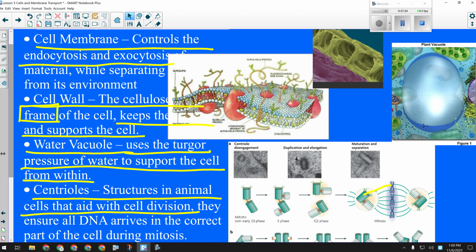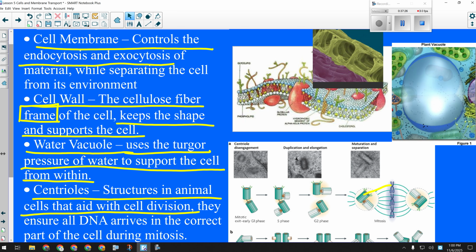And its main job, if you're going to write what the function of the cell membrane is, these are the two words I want you to put on there. Endocytosis, movement in. Exocytosis, movement out. Those are the two words I would want you to write if you were giving me the function of the cell membrane on a quiz or a test.